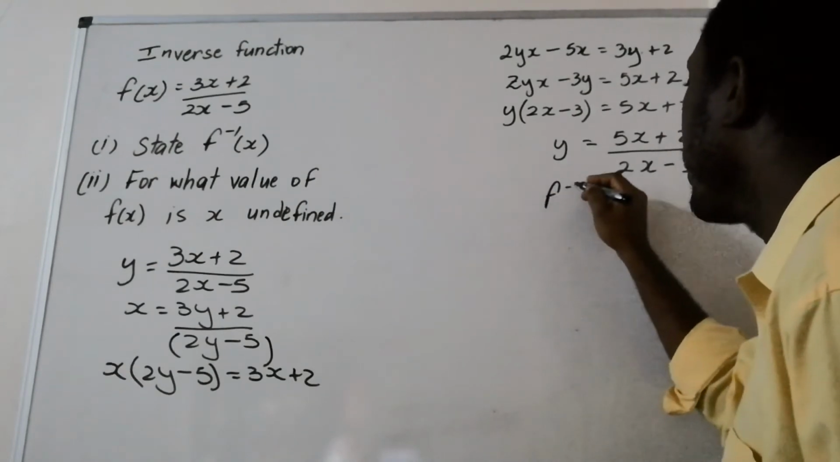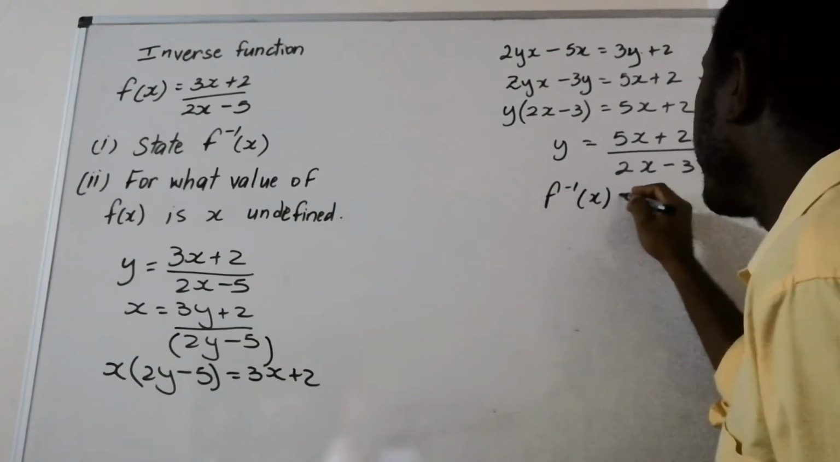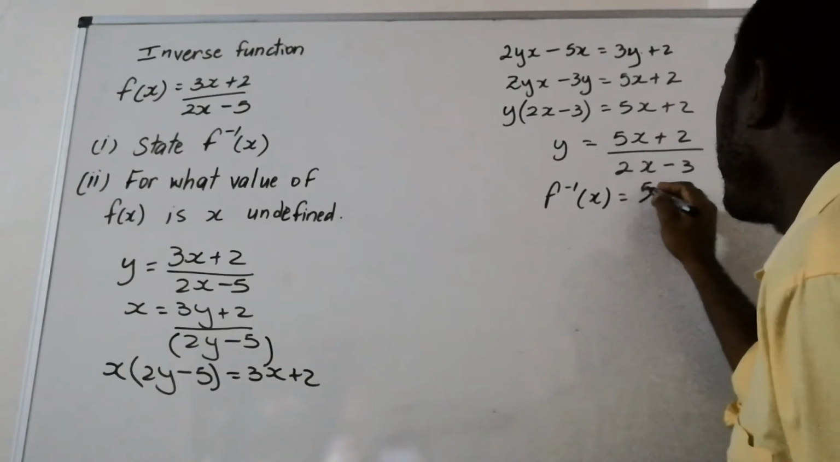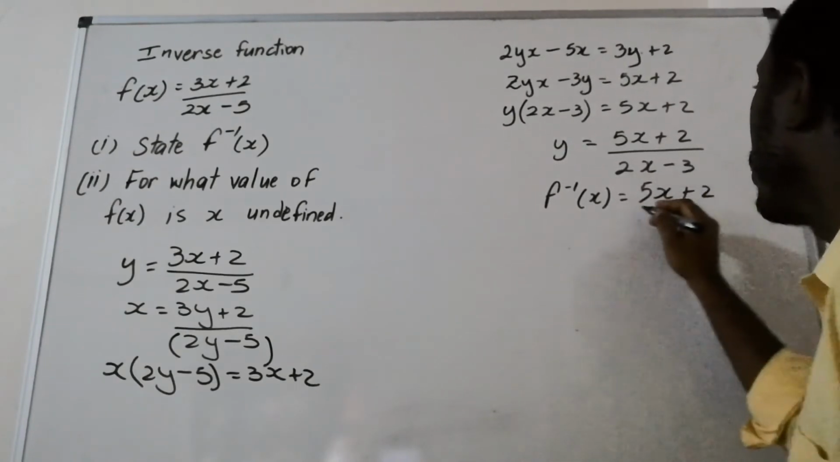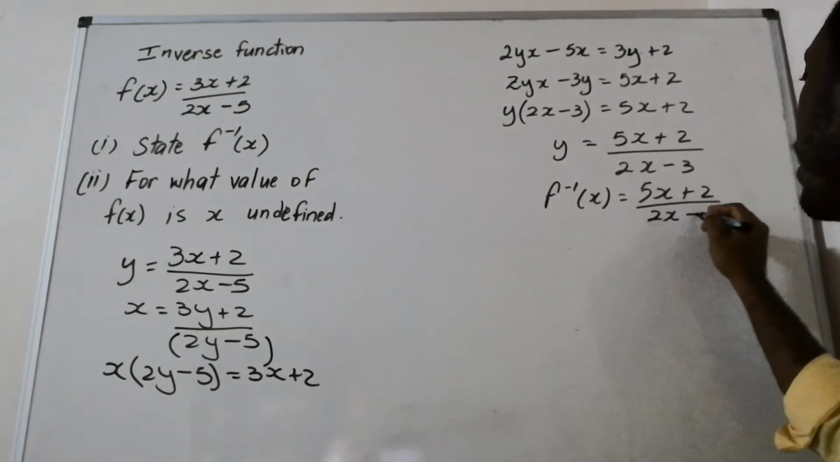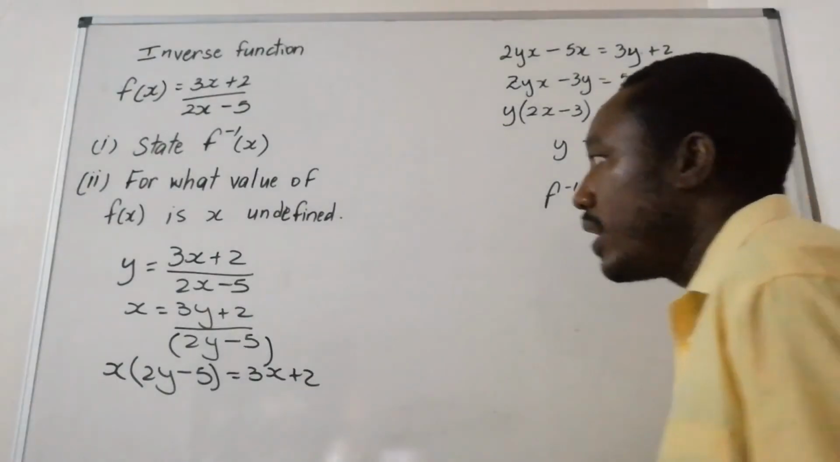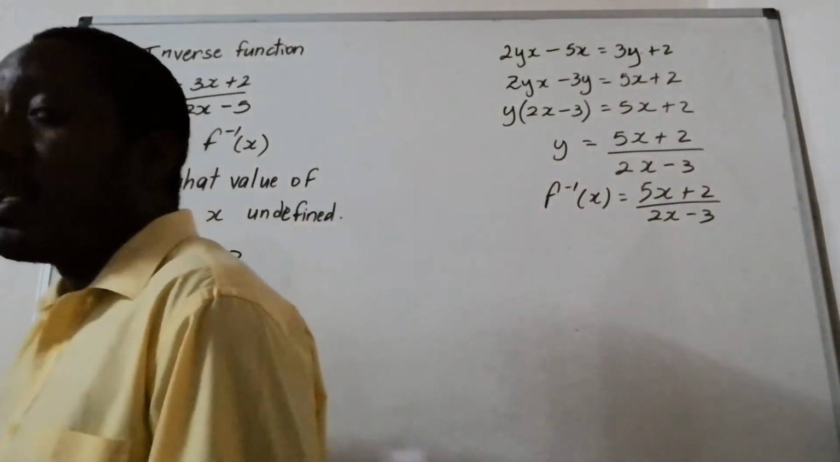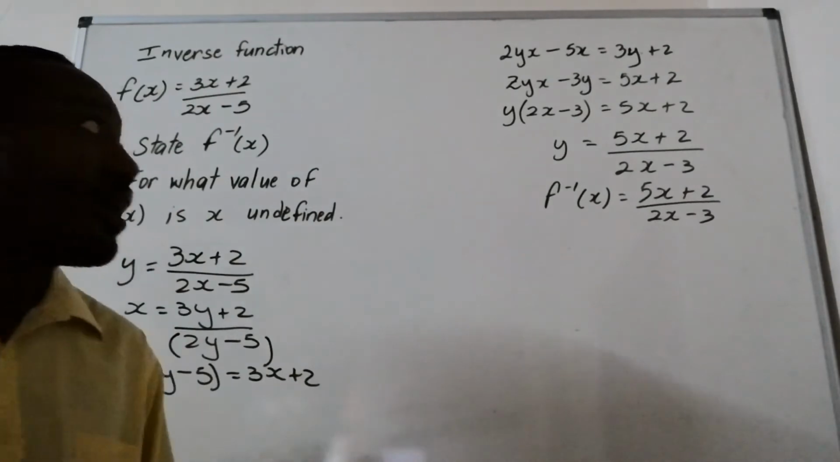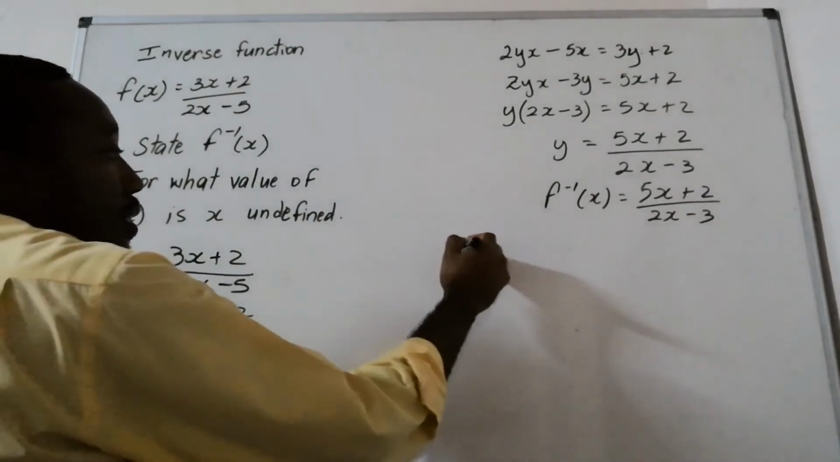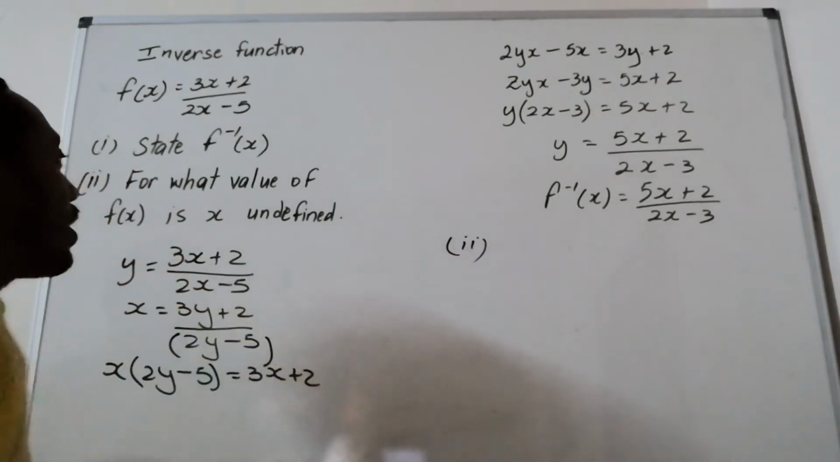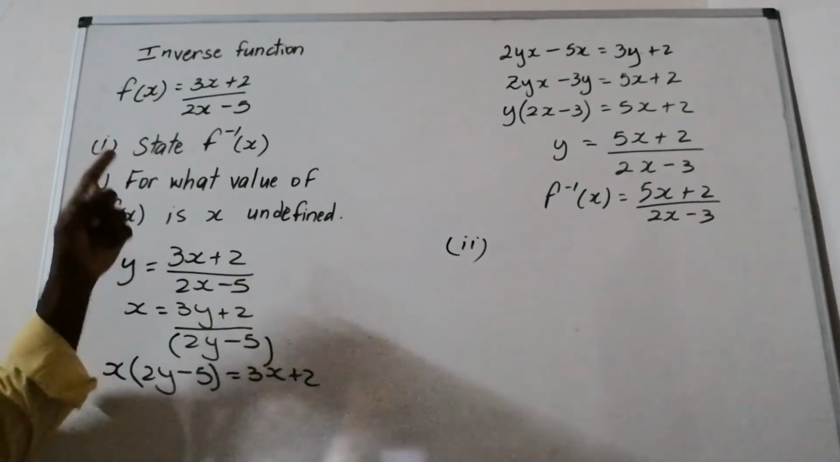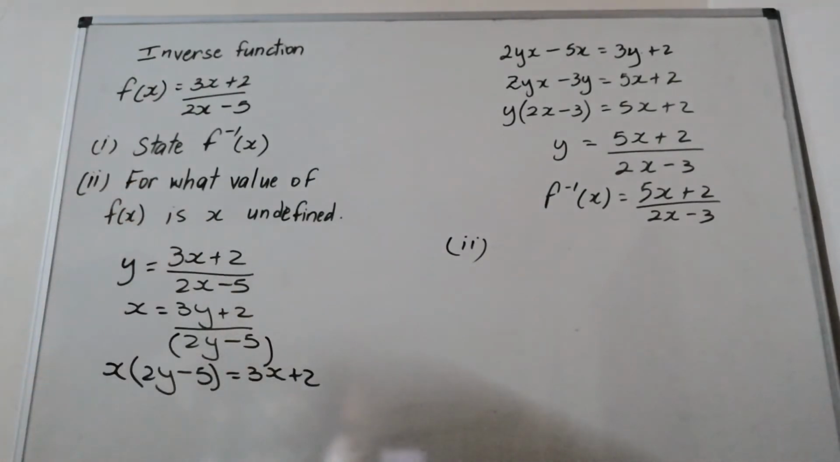So that is equal f inverse of x equals 5x plus 2 over 2x minus 3. And we have our inverse. Now, next part of our question, part 2, asks us for what value of f of x is x undefined.